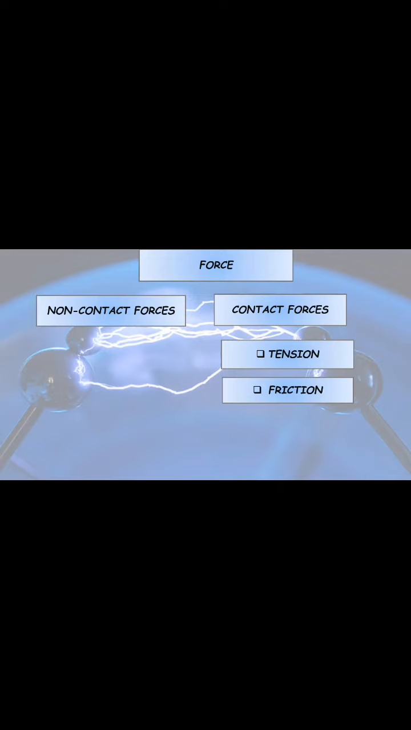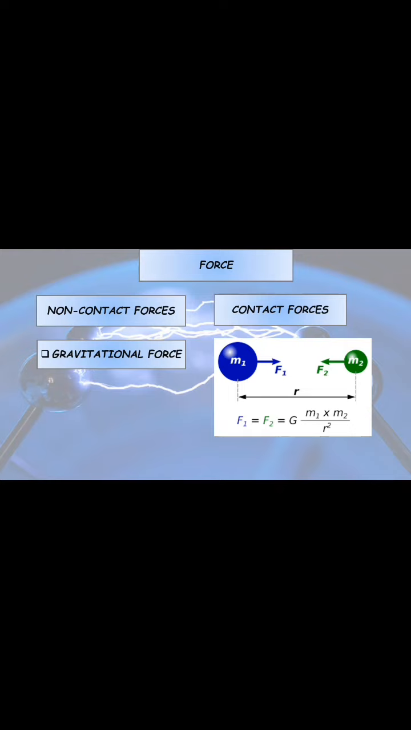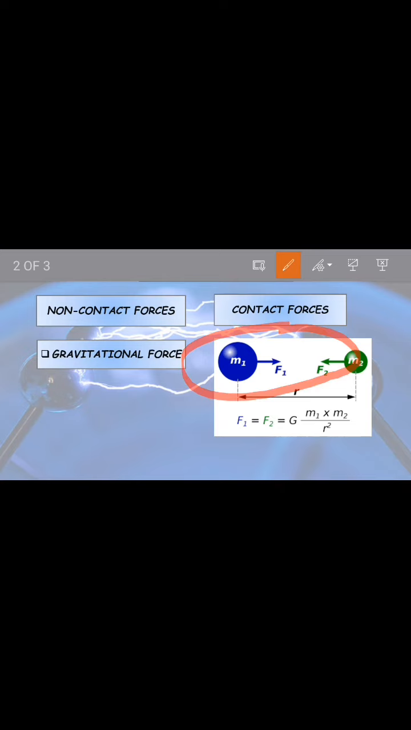Well, now let's just jump to what a non-contact force is. Non-contact forces are of three types: gravitational force, magnetic force, and electrostatic force. First, we'll look at what gravitational force is. The gravitational force concept was given by Sir Isaac Newton. In his gravitational law, or Newton's law of gravity, he said that every body in this universe attracts each other with a force whose magnitude is directly proportional to the masses of the bodies and inversely proportional to the square of the radius.